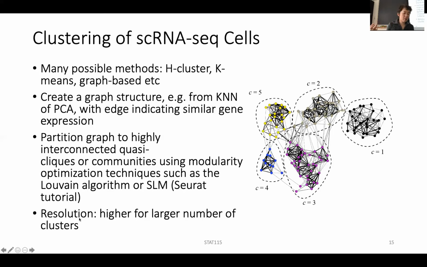If you have higher resolution, you can have a larger number of clusters. You want to look at more details. Even if things are slightly different, you call them different clusters. But if you have low resolution, sure, you just need to have, say, 3 different cell types. That's okay. So you can tune these parameters. And so there is no gold standard. I think people just look at it and decide whether it makes sense or not. Okay.